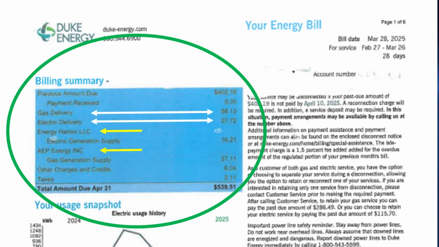And then the yellow arrows, if you are in the city's aggregation program, you would see the electric company, which is Energy Harbor right now, but it's changing to Dynegy in June. Or AEP Energy for natural gas. Those would be right there underneath the distribution charges. If you are with Duke, you would not see another company's name. But it just summarizes what companies are doing it and how much they are charging you for the energy that you used. It's just a summary.